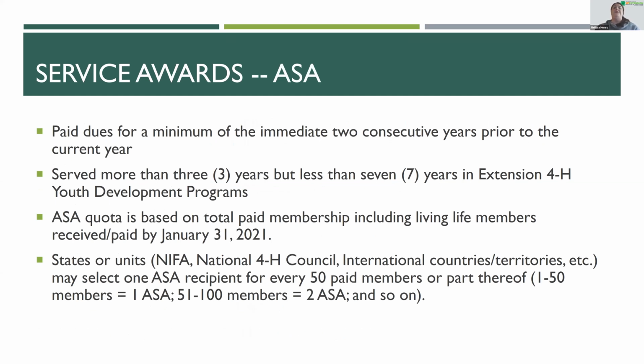The requirements are that you pay your dues for a minimum of the immediate 2 consecutive years prior to the current year. You've served more than 3 years, but less than 7 years in extension. And our quota is based on the total paid membership, including living life members, by January 31st. So states or units may select one ASA recipient for every 50 paid members. So 1 to 50 members is one ASA, 51 to 100 is two, and so on up the numbers. If you have questions about your membership, you need to get this straight by the end of the month to make sure that you are getting the correct number of ASAs for your state.